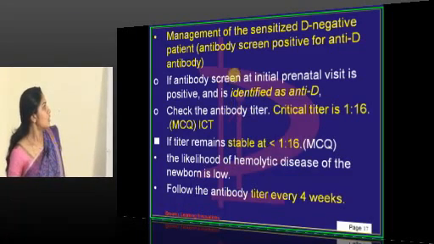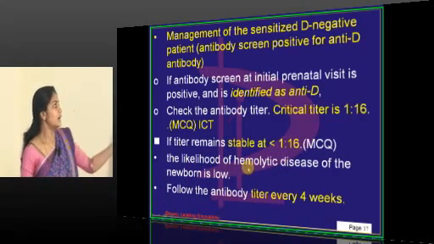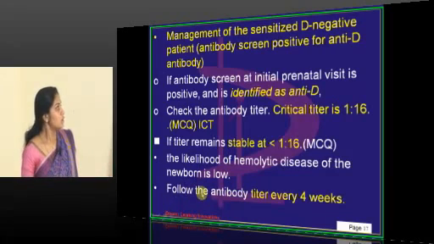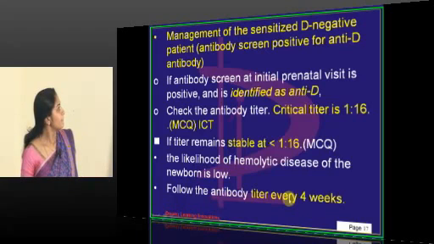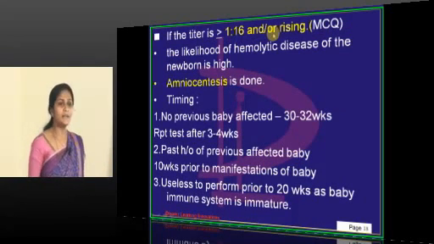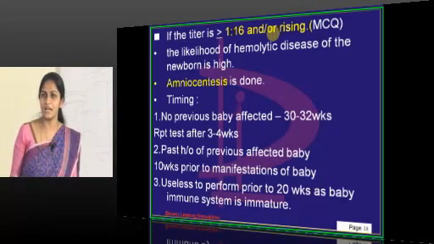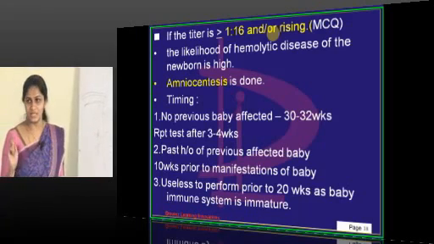Now, if the antibody titer is less than 1:16, the hemolytic disease is low. Is it clear now why the titer is important? If it is less than 1:16, nothing to worry; repeat it and monitor it. If it is greater than 1:16, repeat it, and if it is once again increasing, what will I do? I need to know how much bilirubin is there, so I am going to do amniocentesis.